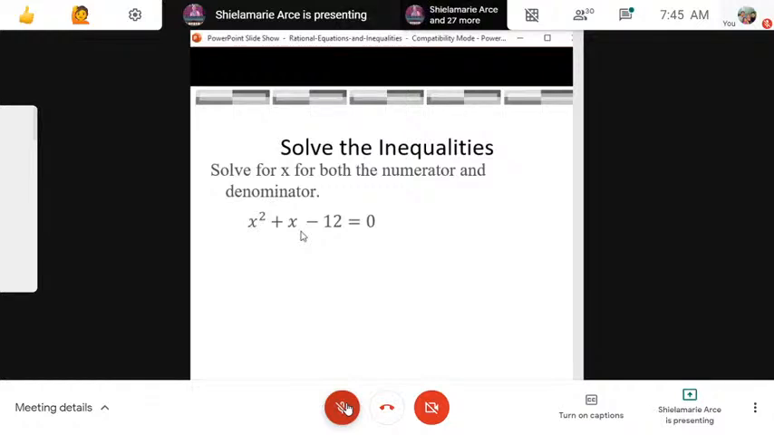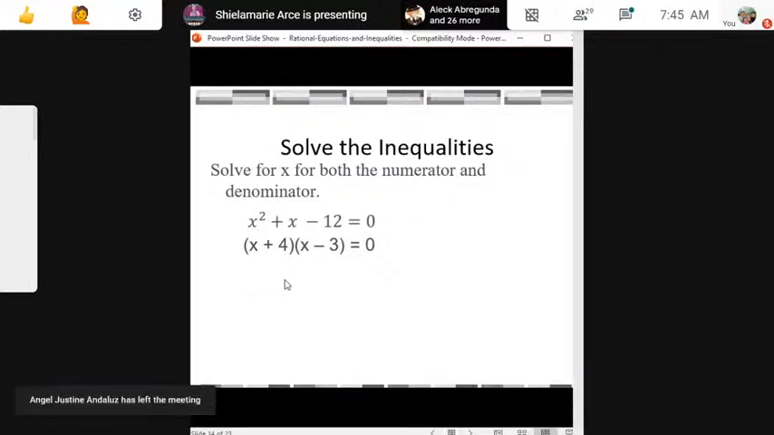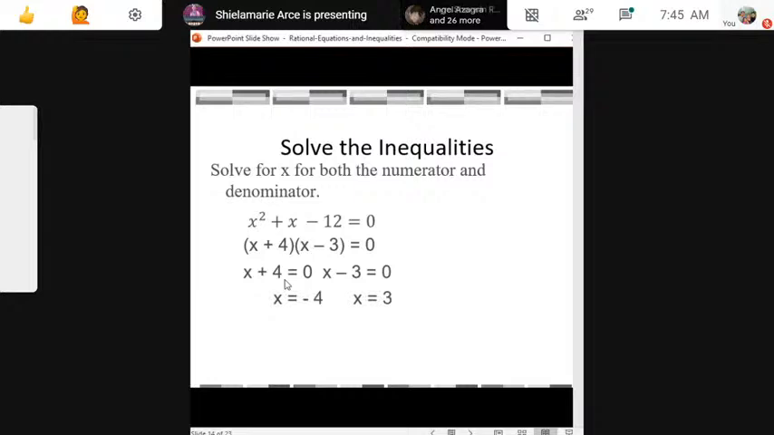So that's correct. Salamat sa inyong mga sagot. So kapag finactor na po natin yan, we will have the quantity x plus 4 times the quantity x minus 3 is equal to 0. So kapag nakuha ninyo na yung two factors, then equate ninyo lang each factor to 0, then you will have the two values of x na in your numerator. So the values of x are x equals negative 4 and x equals 3. So we're done with the numerator pa lang.